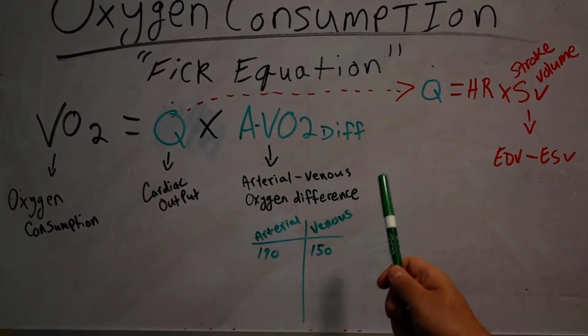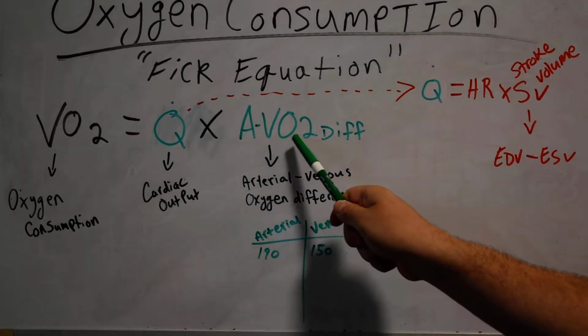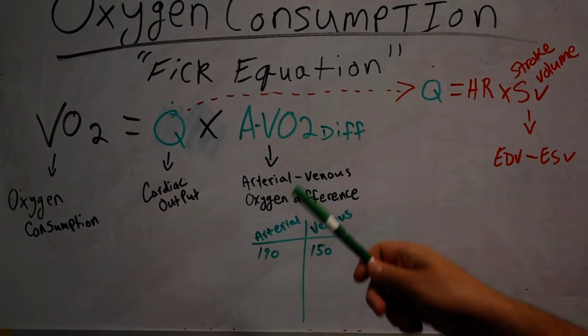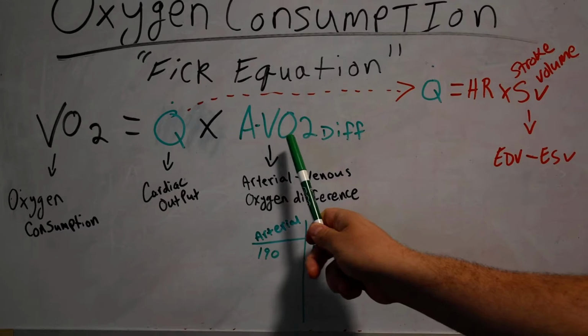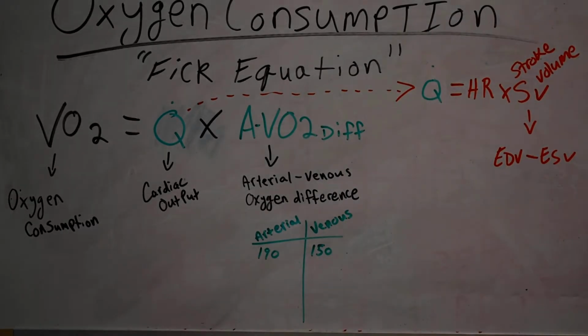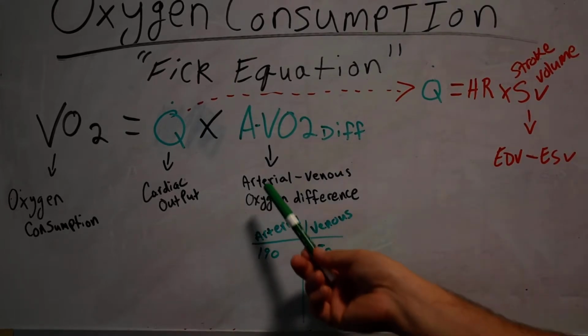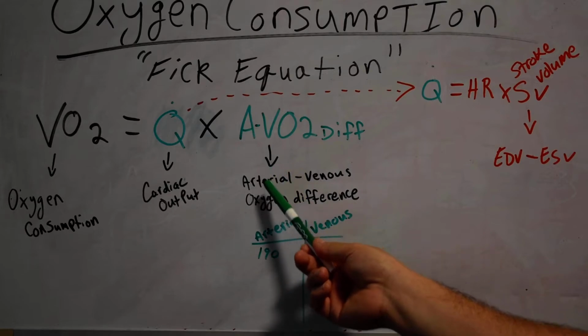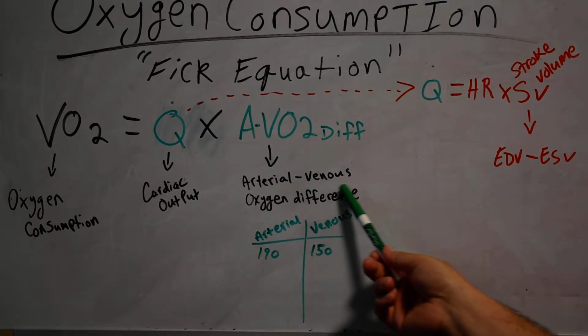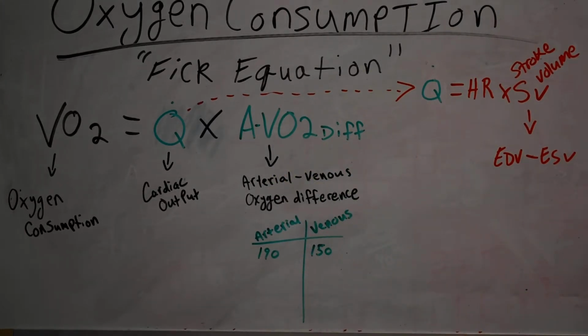The next one I want to cover is the AVO2 difference, the arterial venous oxygen difference. What this value tells us is the amount of oxygen in the arterial side of the system and the amount of oxygen in the venous side of the system. And I'll go over this example in just a minute as well.